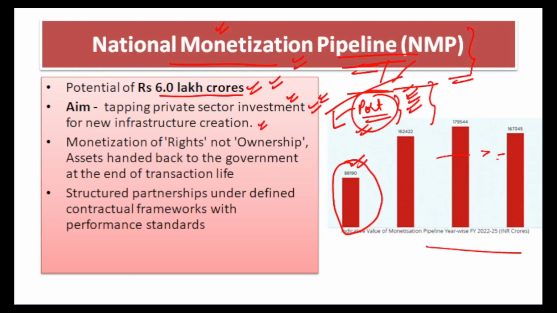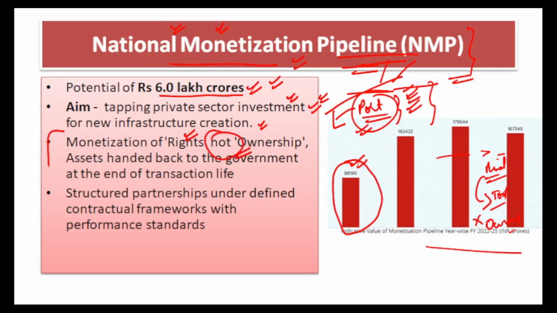And the main thing that we need to remember here is, this is just monetization of the right. For example, if you say the road here, the government is just giving the right to collect the toll, the government is not giving the ownership to the private sector company. So the main thing to remember here is, under monetization, the government is not giving the ownership.